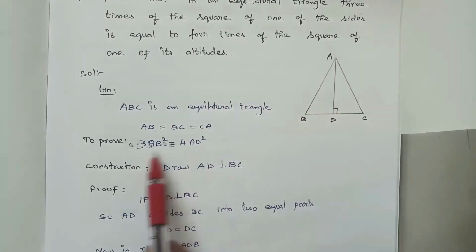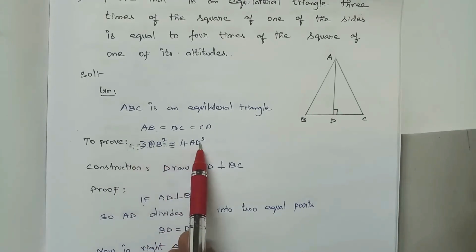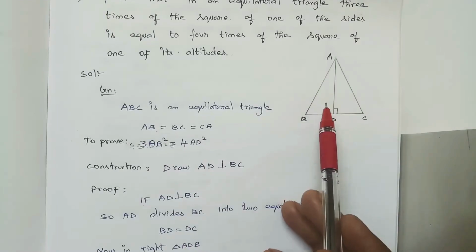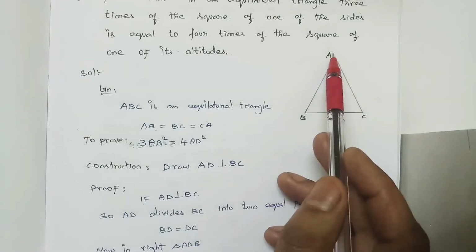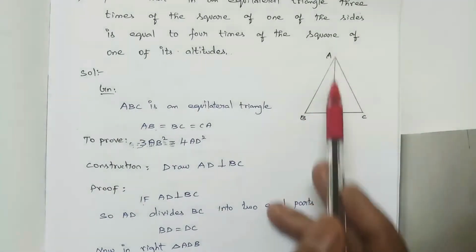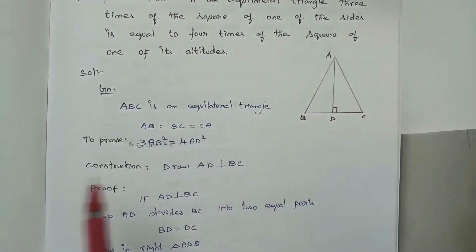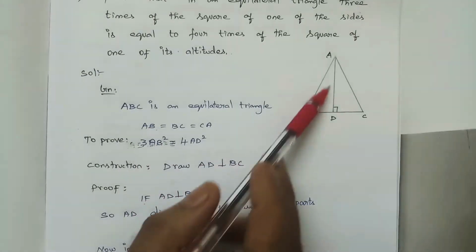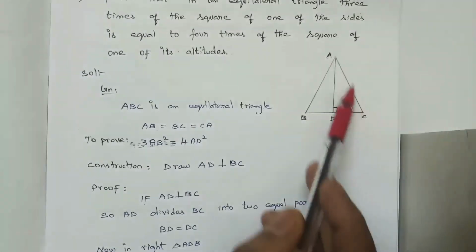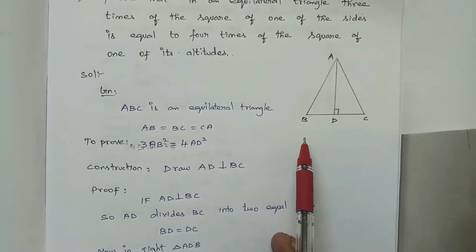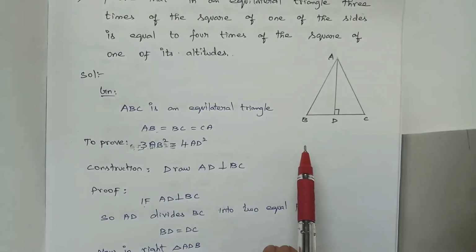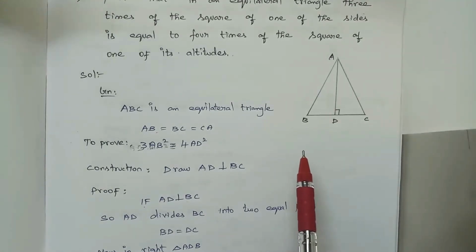So what we want to prove is that 3AB square is equal to 4 times AD square. We can take the right triangle ADB, because we have AB and AD in this triangle alone, right? If you were proving 3 times AC square is equal to 4 times AD square, you could choose the other right angle triangle. It depends on what you want to prove, because we have so many right angle triangles. Among them, just choose the one that is needed.